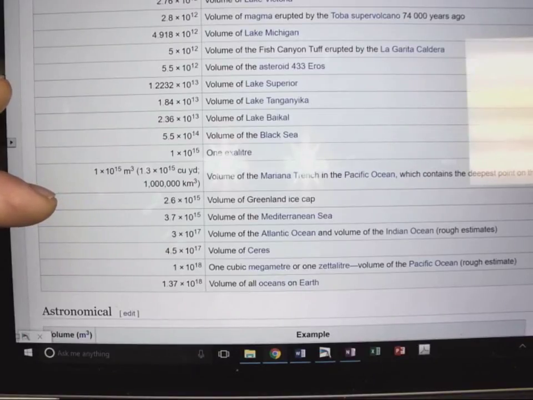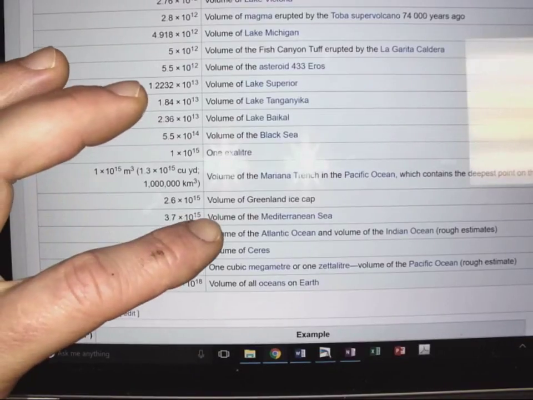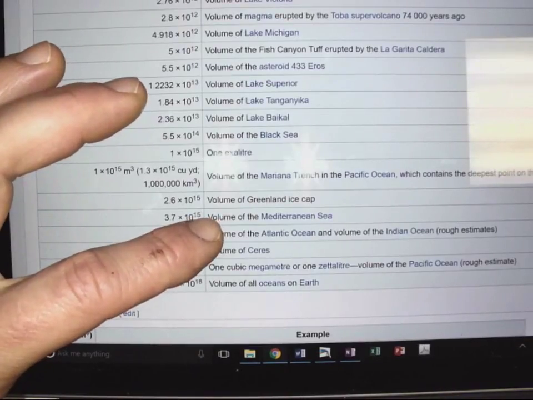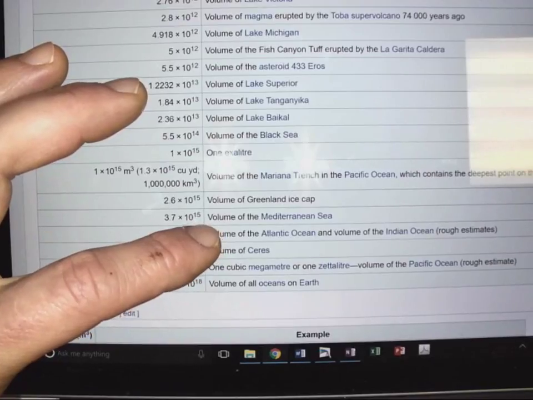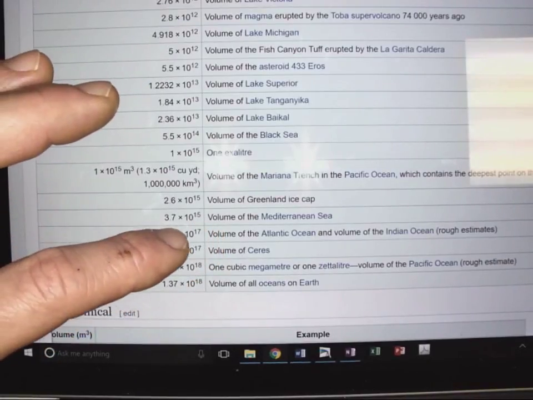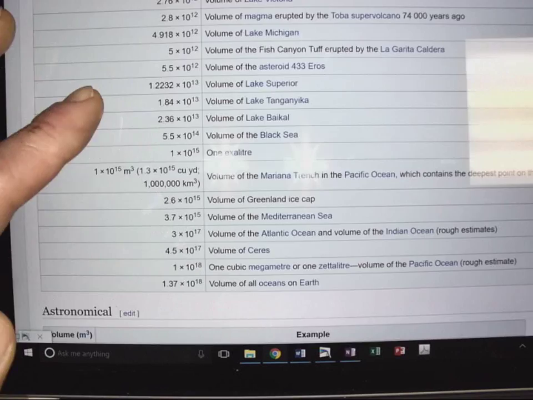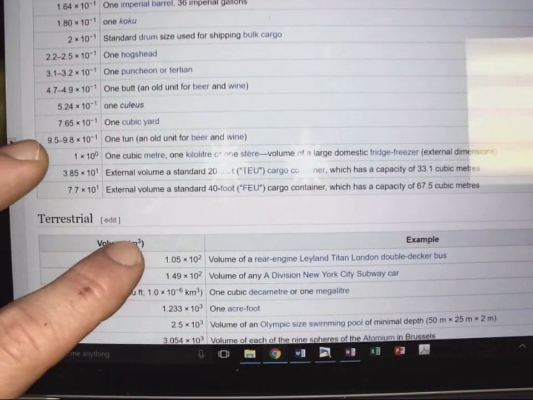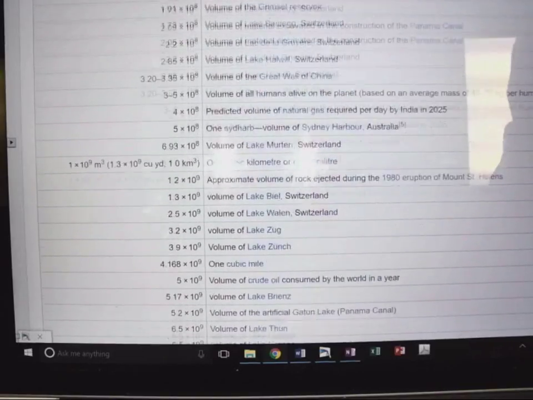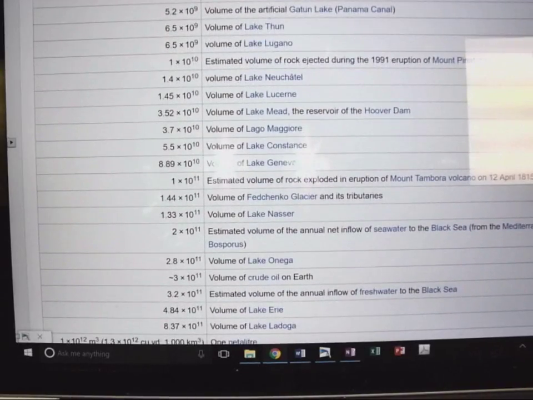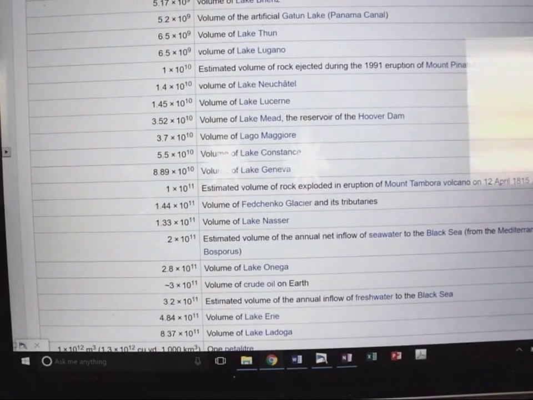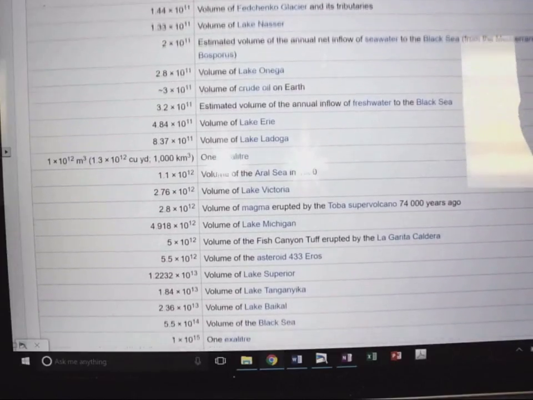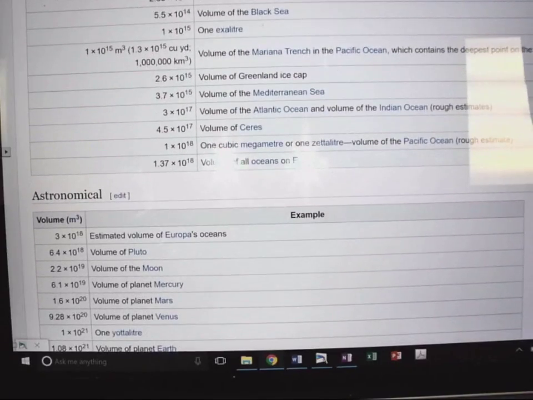And maybe you have a hard time picturing the Mediterranean Sea, but that's like below Europe, in between Europe and Africa. Okay, it's 3.7 times 10 to the 15, and the units are meters cubed. 3.7 times 10 to the 15 cubic meters. Is that right? 3.7 times 10 to the 15.